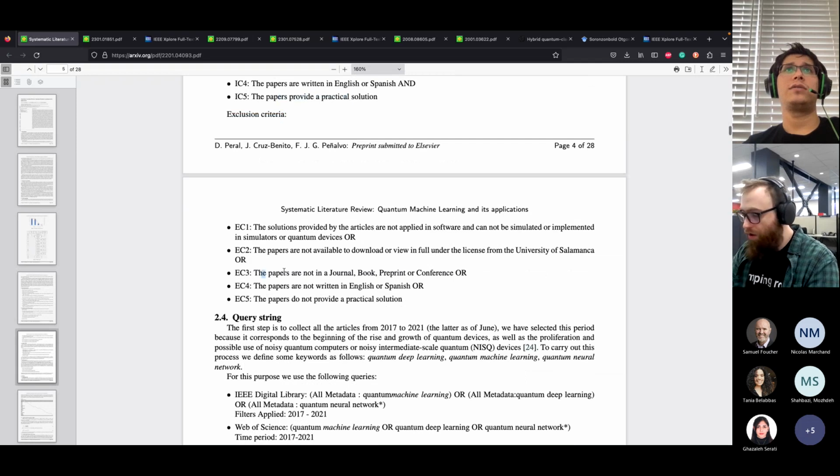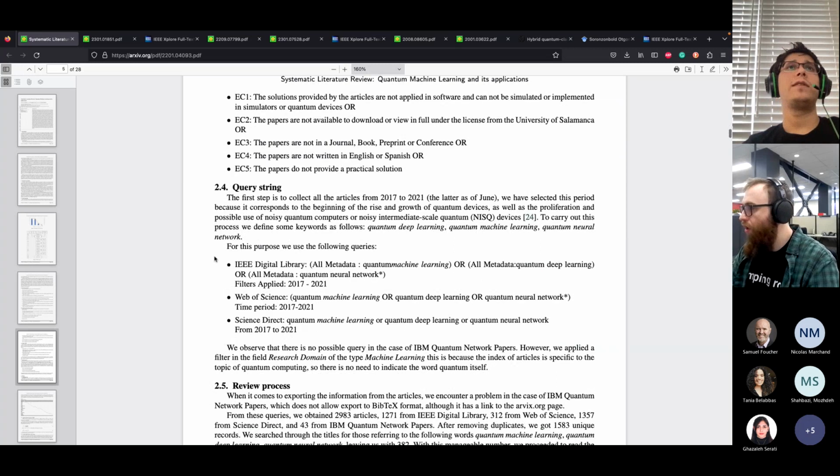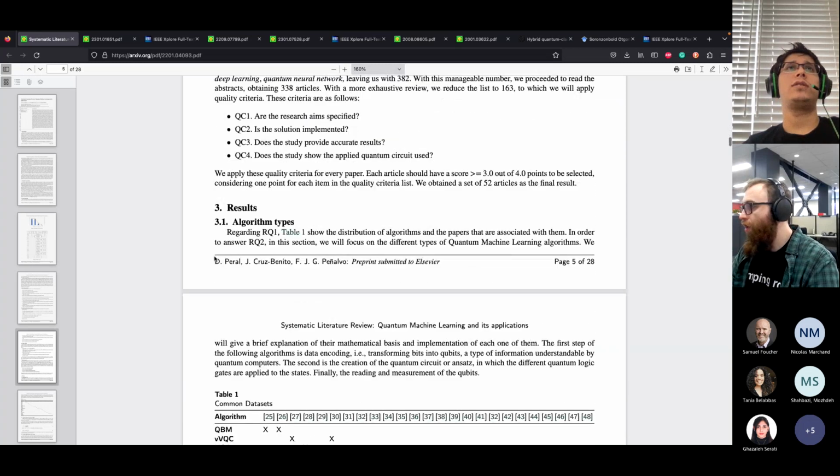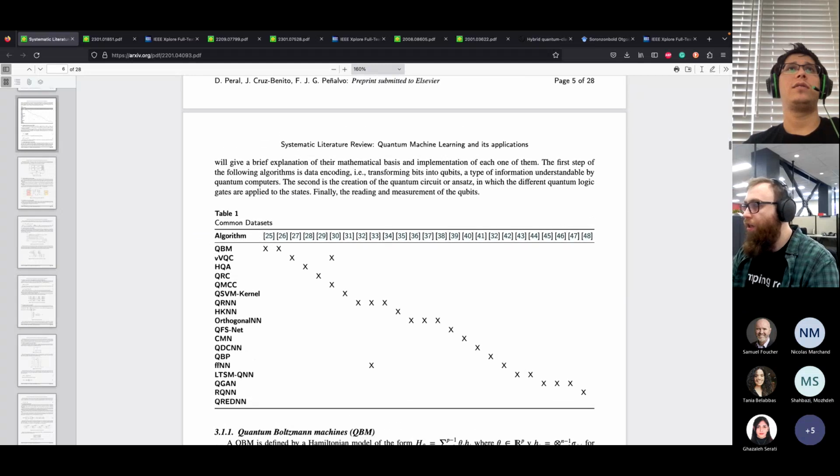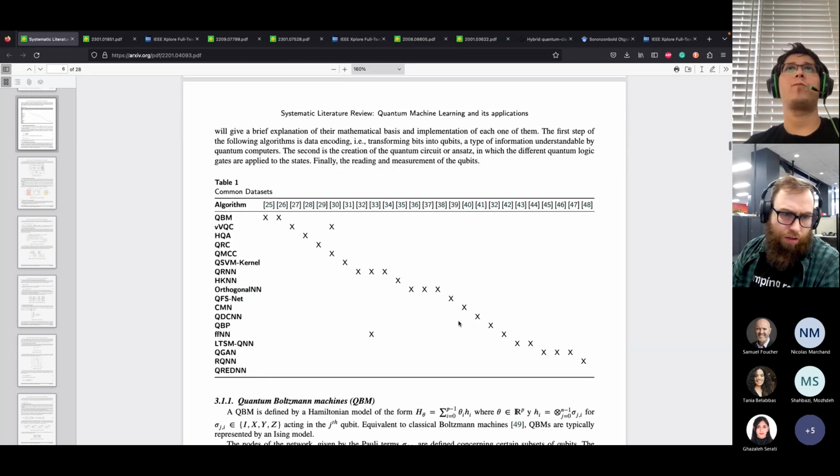What else? Okay, and they exclude also based on this criteria. So that's good. Let's see what they have. Okay, here you have a table. Yes, so these are data sets. I don't know any of these data sets, but they filter them by the papers they look at.